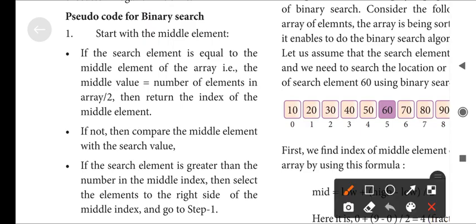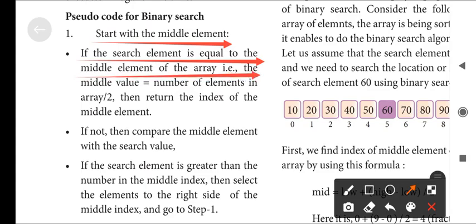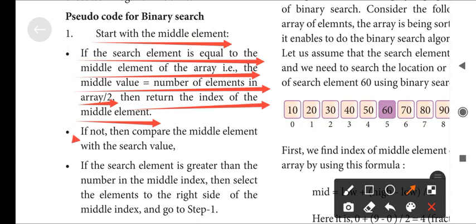In the pseudocode, the first point is to start with the middle element. If the search element is equal to the middle element of the array, that is, the middle value equal to the number of elements in the array divided by 2, then return the index of the middle element. The second point is, if not, then compare the middle element with the search value.